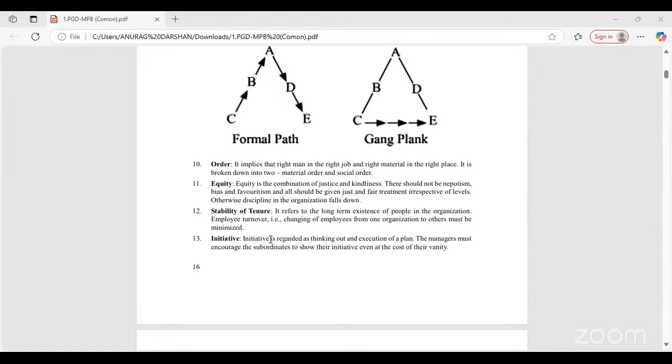And then you have stability of tenure. Now, why is this important? If there is no stability, there's no long-term existence. The worker or the employee will not feel that the organization belongs to them. And when they feel that the organization doesn't belong to them, they are not going to put in their 100%. The effort is not put in properly because they feel that the organization is separate.